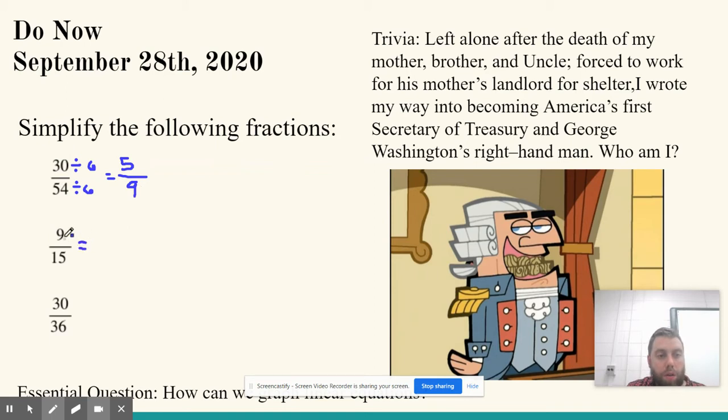Looking at this next one, we hopefully recognize that both of these are a multiple of 3, meaning we can divide both the top and the bottom by 3. 9 divided by 3 is 3. 15 divided by 3 is 5. And our last problem, can divide by 6. Both of these can be divided by 6, giving us 5/6.